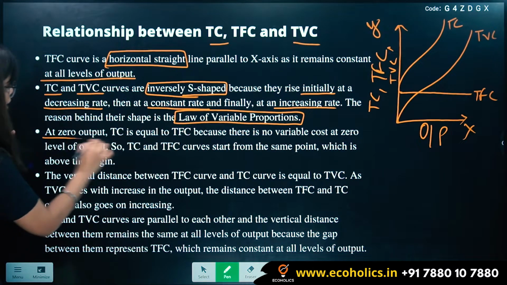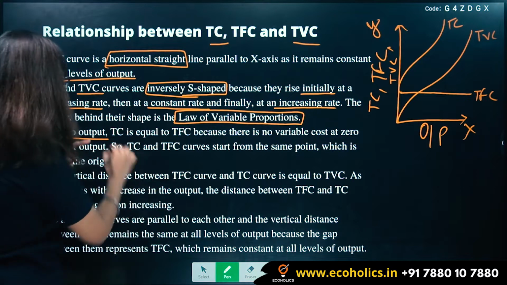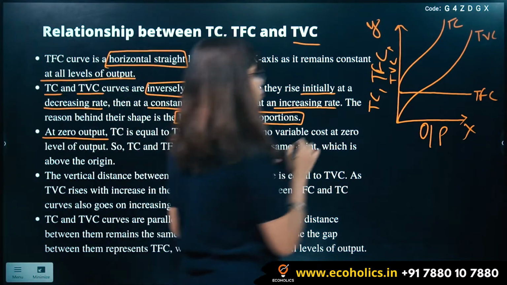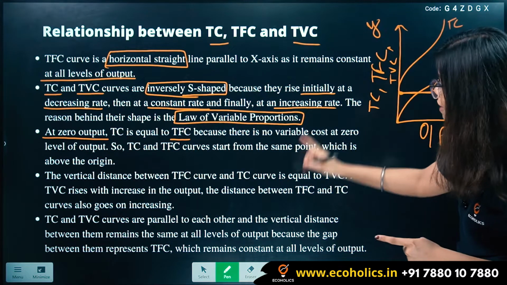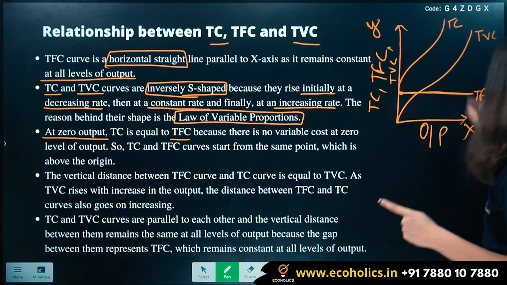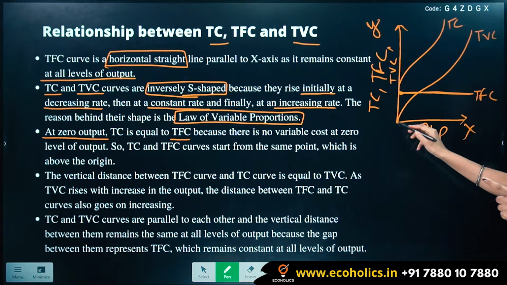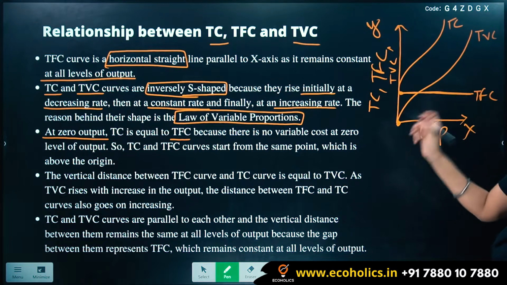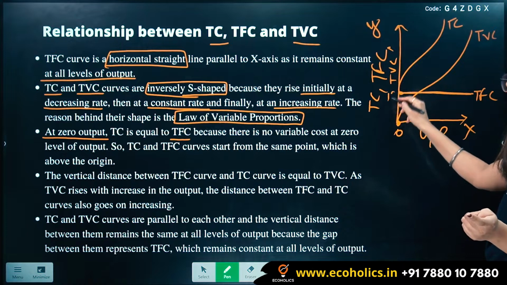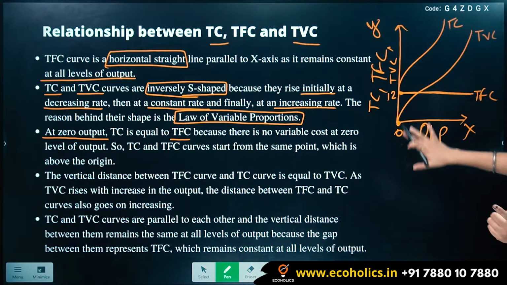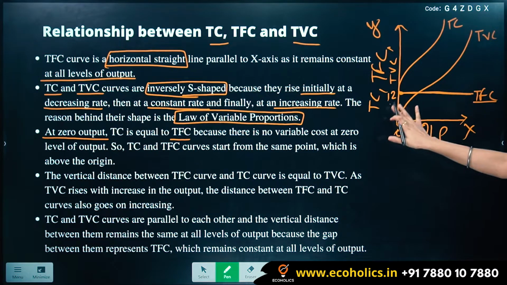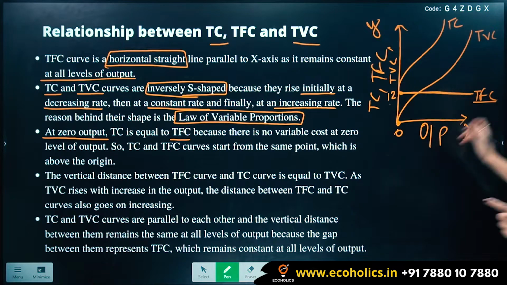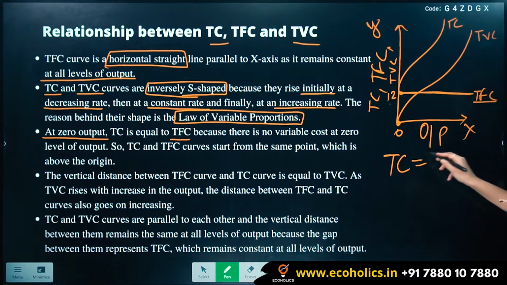Next thing, at zero output, TC is equal to TFC. Now at zero level of output, TC is equal to TFC. Next, there is no variable cost at zero level of output. There is no variable cost at zero level of output. Look here, zero. But if you number it, if we take this as zero and take this as 12, so at zero level of output, when your output is zero, then also you have to bear your 12 rupees, okay, because TC is what? TFC plus TVC.